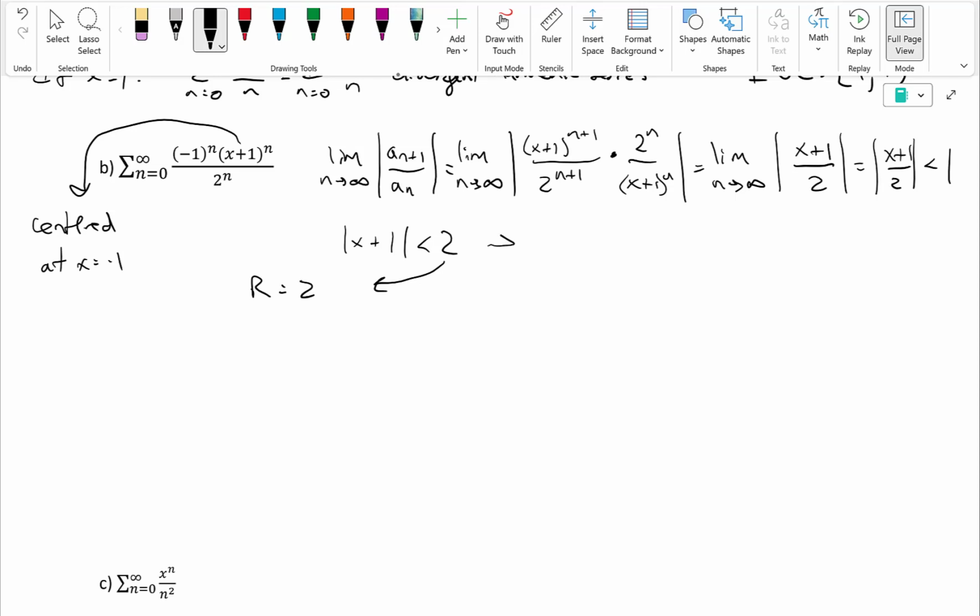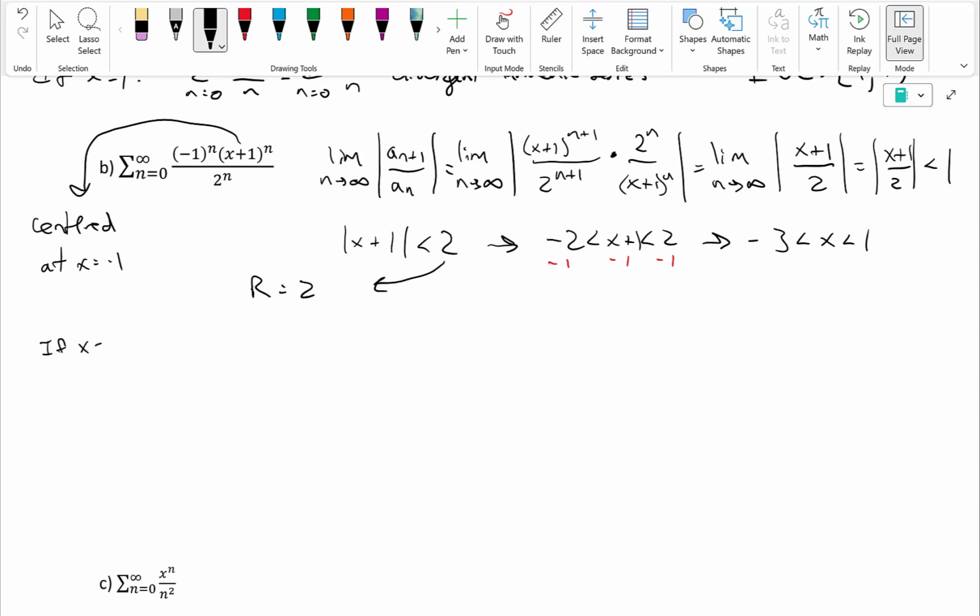And if we expand to get rid of the absolute value, we'd have -2 less than x plus 1 less than 2. If I subtract the 1 everywhere to solve for x, I find that x is between -3 and 1. So we've got our interval, but we need to check the endpoints. You can see the center at -1. If I add 2, I get to 1. Subtract 2, I get to -3. So my interval lines up with the radius. And now we've got to check the endpoints.